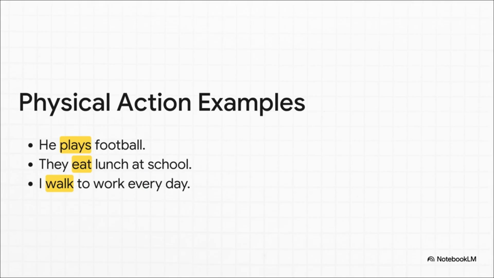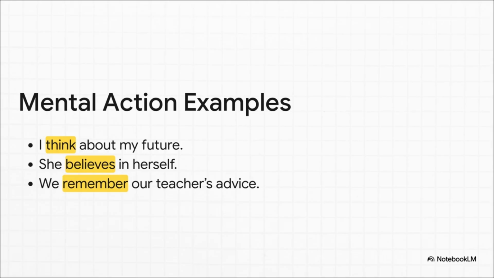First up, you've got the physical actions. Verbs like plays, eat, and walk. These describe movements you can actually see. These are usually the easiest ones to spot, for sure. But now, look at these. Thinking, believing, remembering. You can't see these actions happening, but they are absolutely actions. The brain is doing some heavy lifting. These are our mental action verbs.